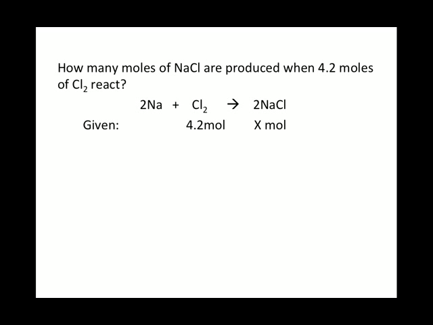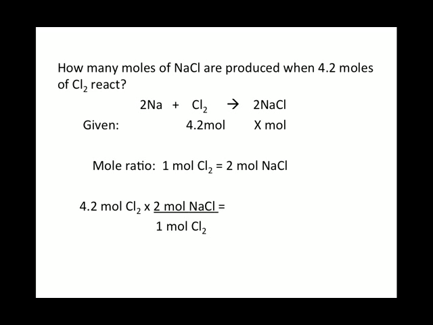All right, here we go. The given information, 4.2 moles of chlorine, X moles of sodium chloride. Mole ratio, 1 mole of chlorine to 2 moles of sodium chloride. We set up our solution. You notice that we can then cancel. Moles of chlorine cancel out with moles of chlorine. I do the math. I get 8.4 for an answer. And that makes sense because that is 8.4 to 4.2 is that 2 to 1 mole ratio. So how did you do? All right, let's try one more.